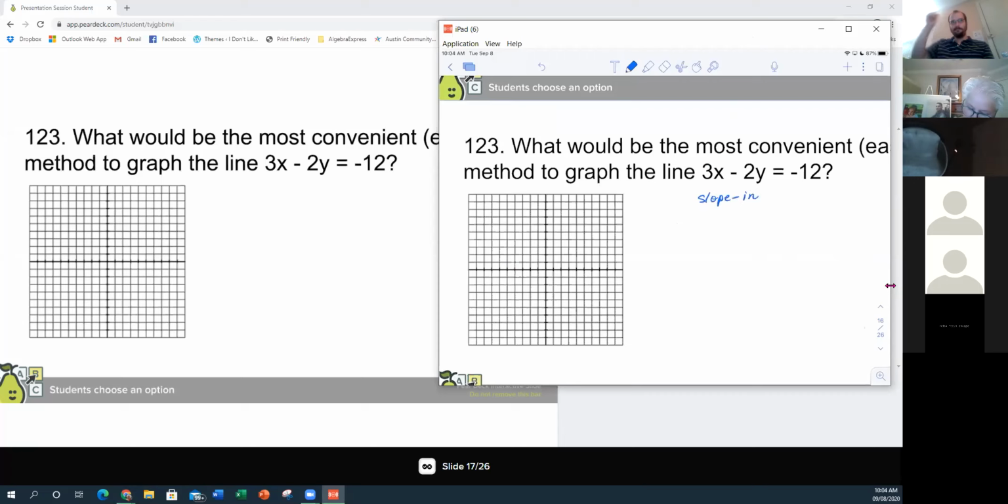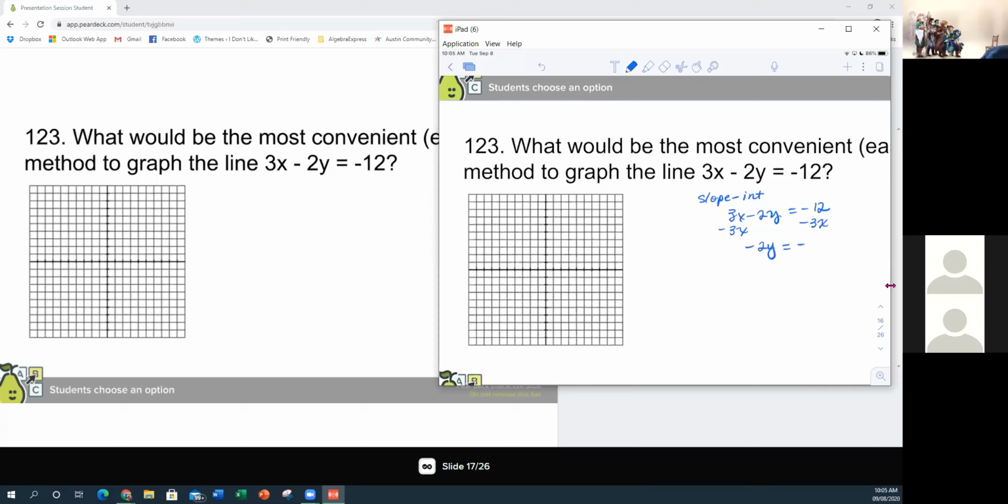So for 123, 3x minus 2y equals negative 12. For that, I added 3x to the other side, and it became negative 2y equals negative 12 plus 3x. Sorry about that. Did you mean subtracting 3x from both sides? Yes, my bad. That's okay.